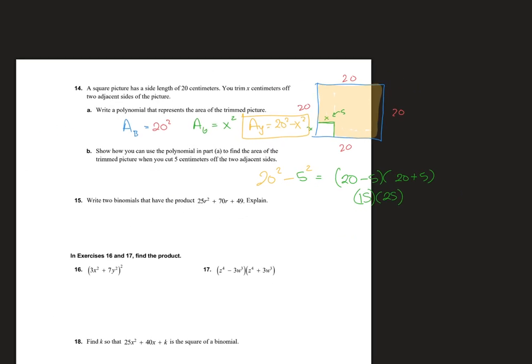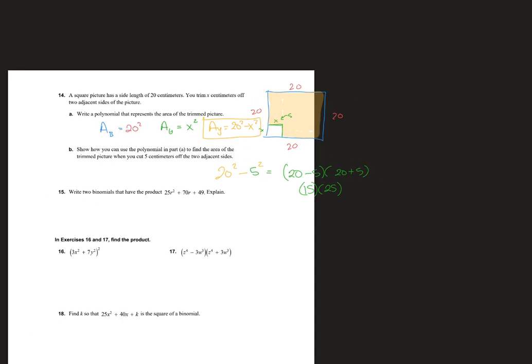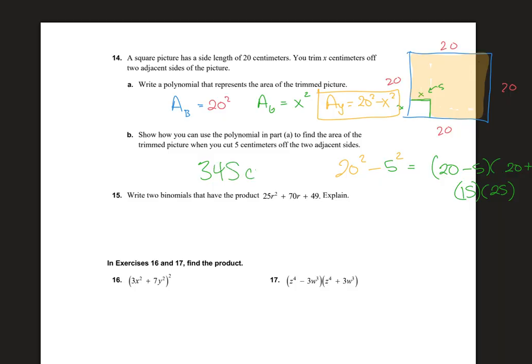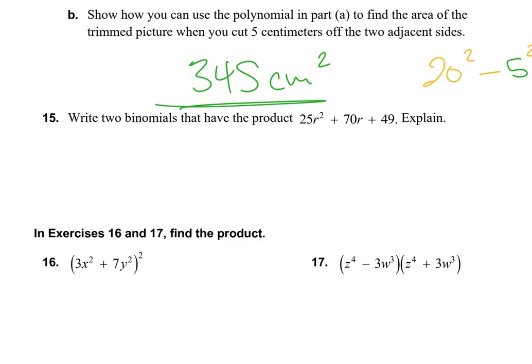And I guess we could go ahead and do that math. 25 times 15, that's 5, 2, well, that's 125. I don't know why I didn't just do that. Okay. It is 345. So 345 centimeters squared. There we go. And if you're curious, by the way, the original picture was 400 centimeters squared. So yeah, if you were to chop off a 5 by 5 little piece, it takes about that much out of it. Right, two binomials that have the product of that, and then explain.